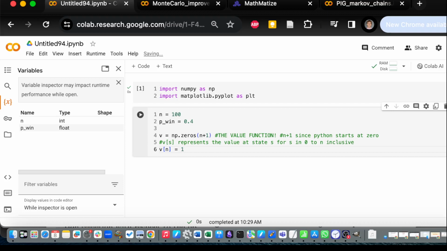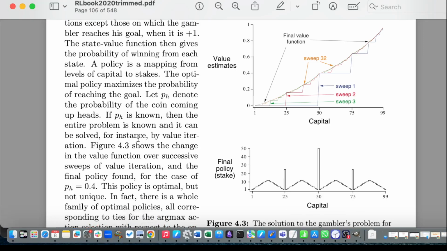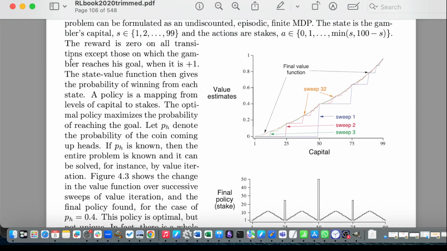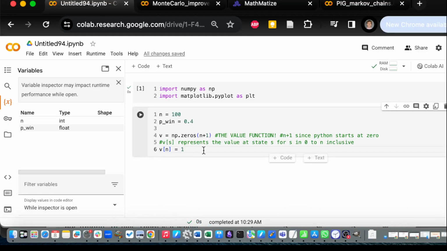It's 1. Yeah, v of n is 1 because if you're at position n, you've won the car. Congratulations. You get a value of 1. That's exactly what they told us in the problem, right? They said, when you reach the goal, it is plus 1. So the value of the other states, we don't know yet. We're going to have to figure out as we go. But the value at state n, I know. I might as well include that information. And that is the prize at 1.